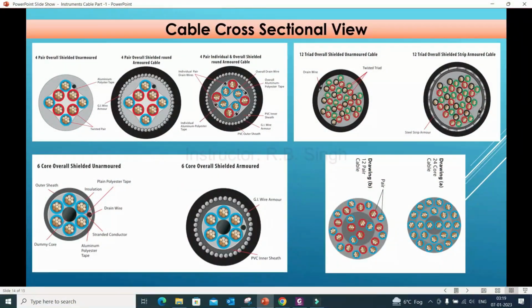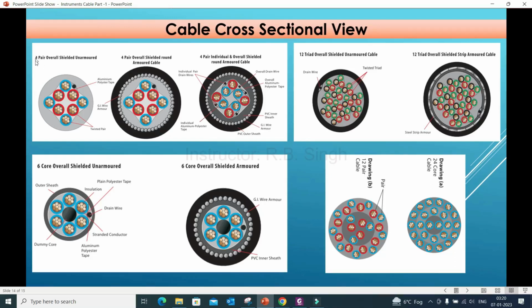Again, the cable cross-sectional view. If you cut the cable from the front, then you can see the different types of cross-sectional view for different types of cable, like for one pair, two pair, four pair, different types of pair you can use. So here are a few examples which provide you a clear picture about the cables.